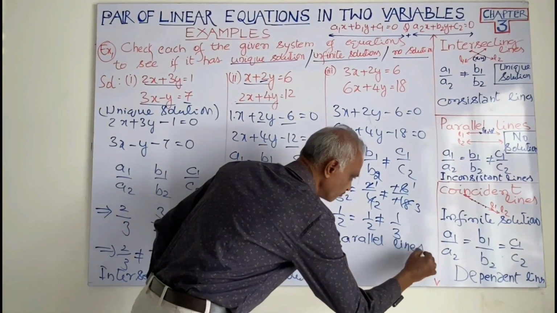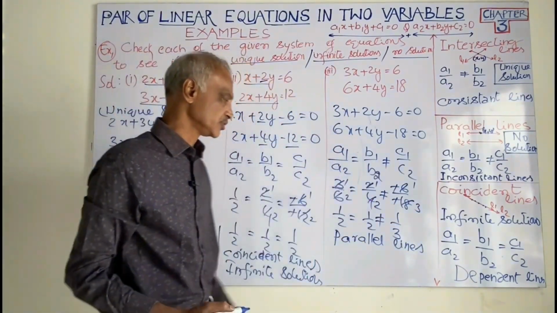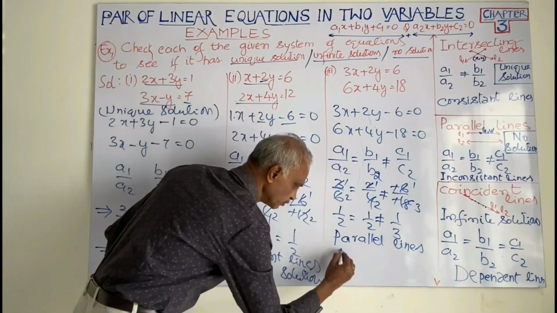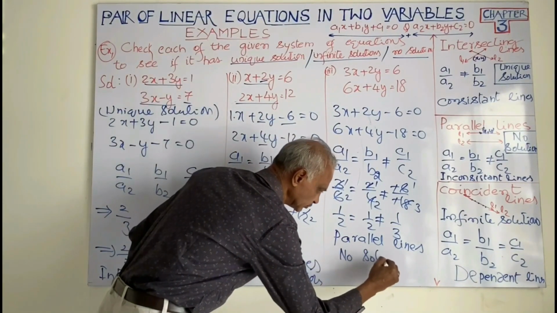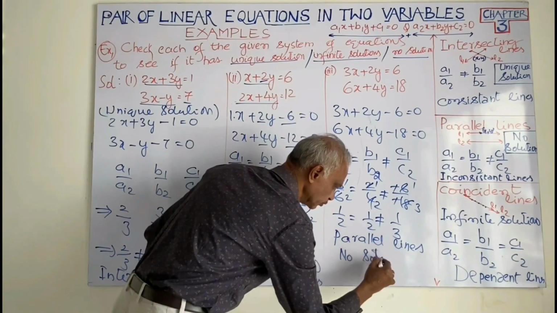For parallel lines, they are inconsistent lines. No solution. There is no solution for it.